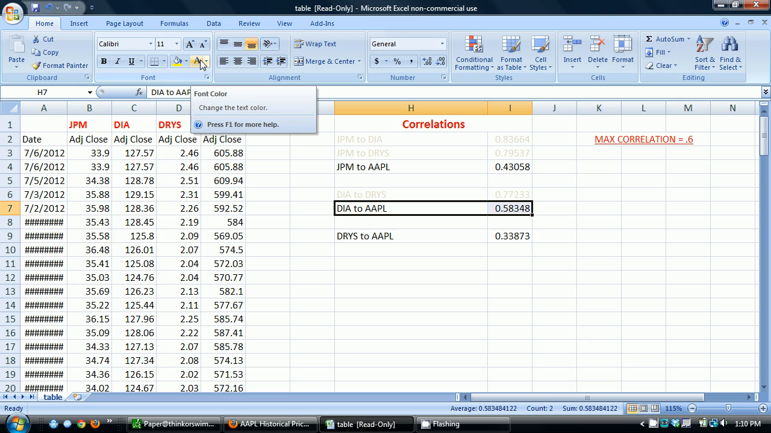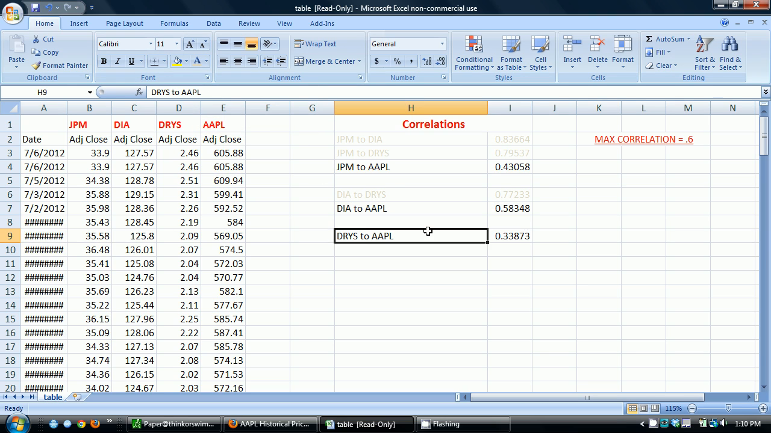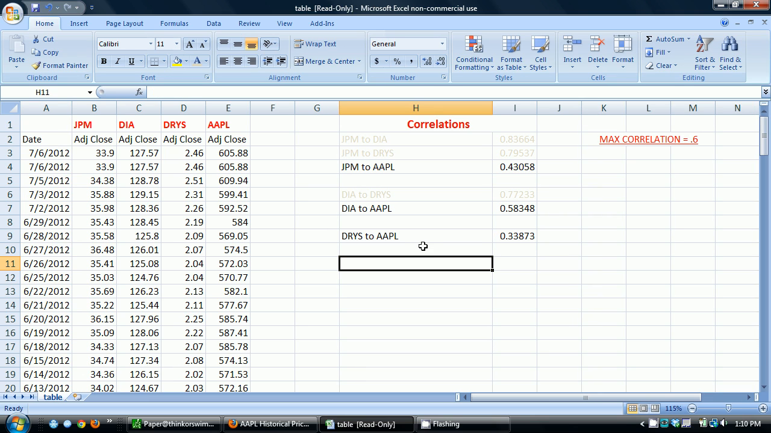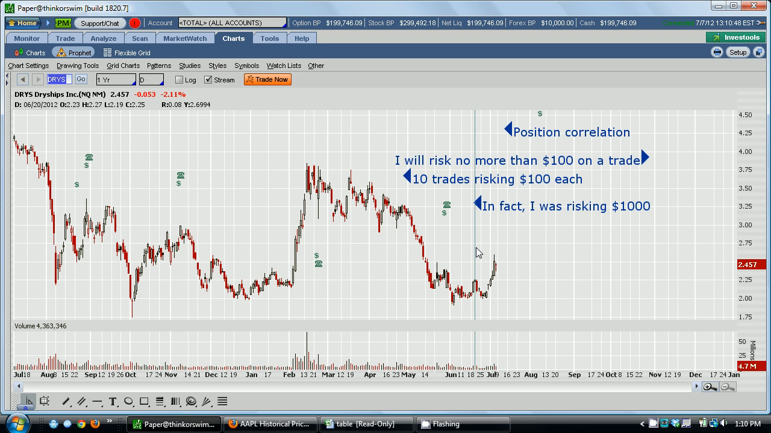And then finally we have DryShips to Apple, and this one's really low. That means that if I want to trade in the same direction both DryShips and Apple, that's fine, because they're going to move independently of each other, or at least so the last 6 months said. So that's a way that you can really help manage the risk on your portfolio to make sure that you don't turn multiple little trades into just one big trade with one huge risk.